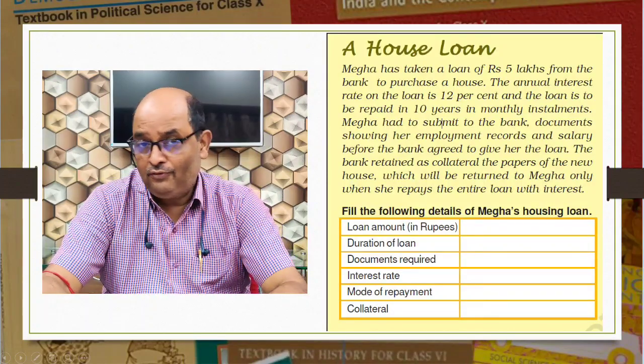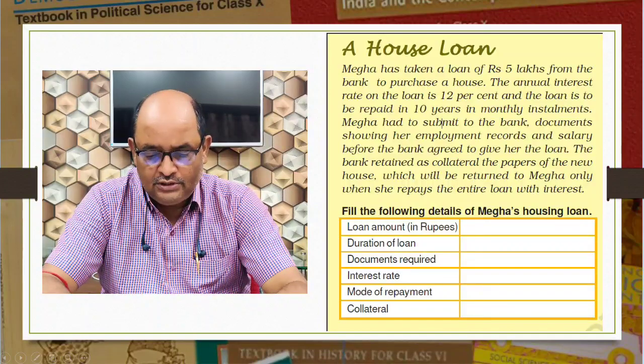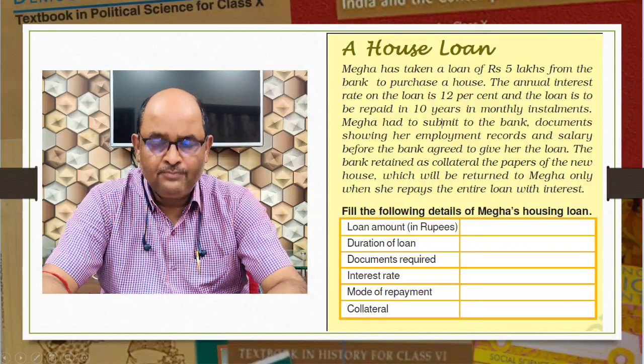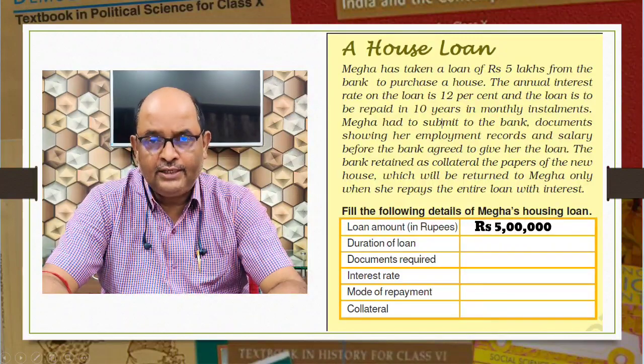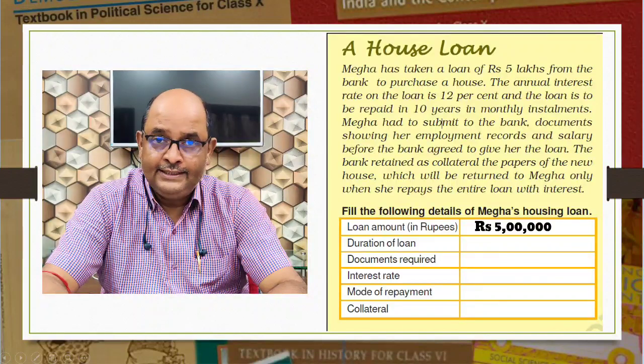So now we have to fill up the blanks. Let us see your understanding. So the first is loan amount. So how much is the loan amount? The loan amount is rupees 5 lakh. The next, duration of loan. So the duration of loan is 10 years.